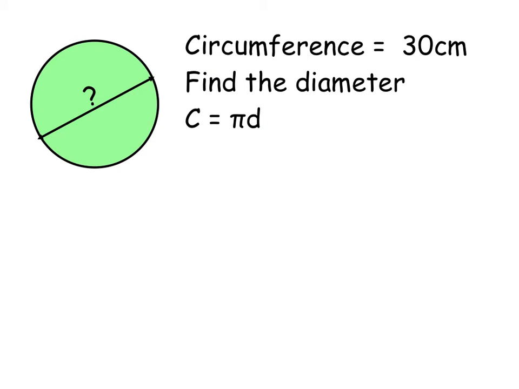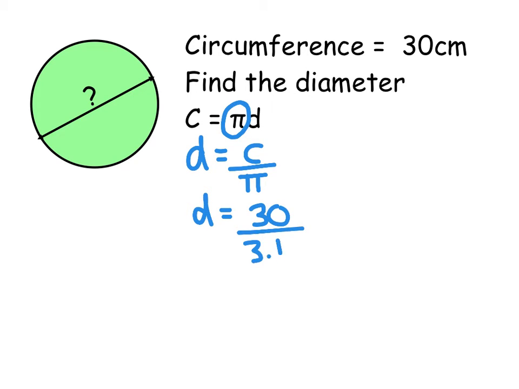Okay, and then we had the style of questions where you had to work backwards. So I've started with the formula for circumference because they've told us the circumference and we want the diameter. Now remember, your formula says circumference equals pi times diameter. So to get your diameter, you have to deal with this times by pi. The opposite of times by pi is dividing by pi. So the formula becomes circumference divided by pi. And then we can stick our numbers in and that gives us 30 over 3.14.